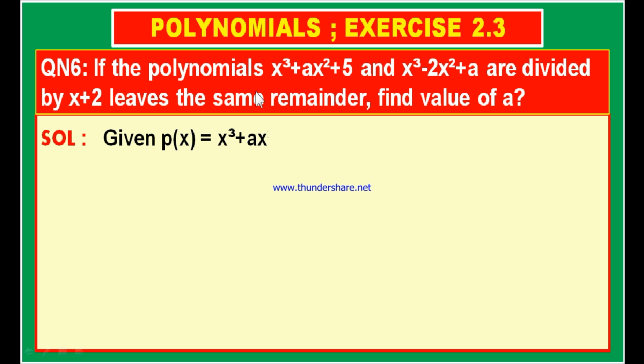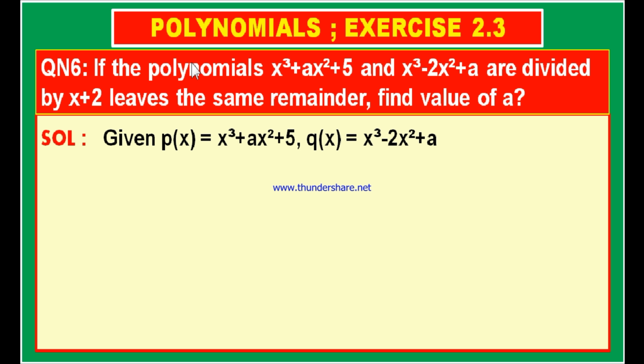Here, dear children, you see the solution now. We are given that p of x is equal to x cube plus ax square plus 5. Let us assume that the first polynomial is p of x. And the second polynomial x cube minus 2x square plus a is q of x. Is it clear? Good. Let us consider the first polynomial as p of x and the second polynomial as q of x.